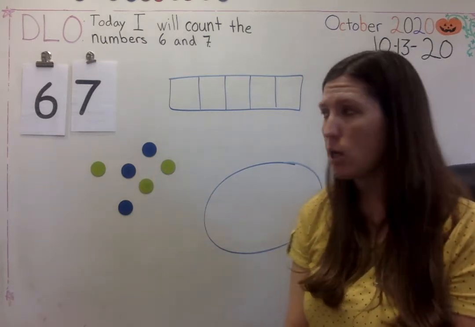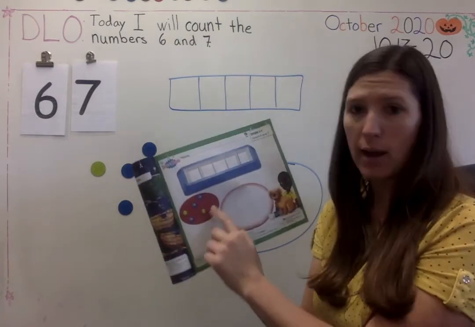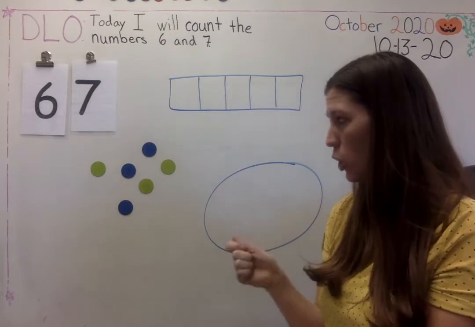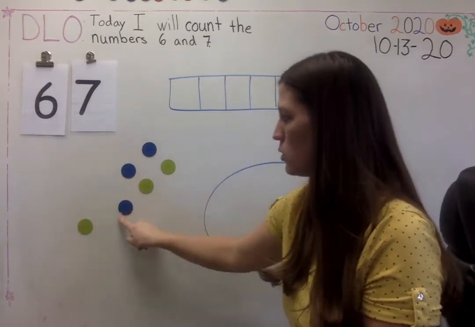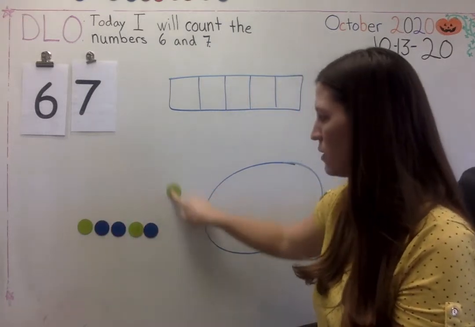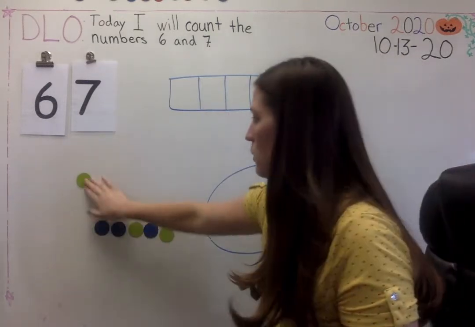There's another strategy I can use. I can touch and drag. In your book, you can't drag them, but if you have manipulatives like your flippy counters or your cubes, you can touch them and drag them. Watch me. 1, 2, 3, 4, 5, 6. That's another strategy, is the touch and drag. So let me put them back up.